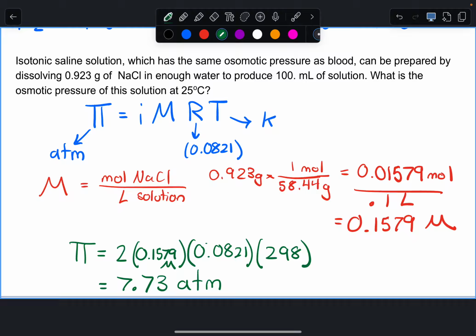Okay, so check your answer when you finish. If you're off, double check your molarity. Make sure that's right. You need to be in Kelvin, so 298.